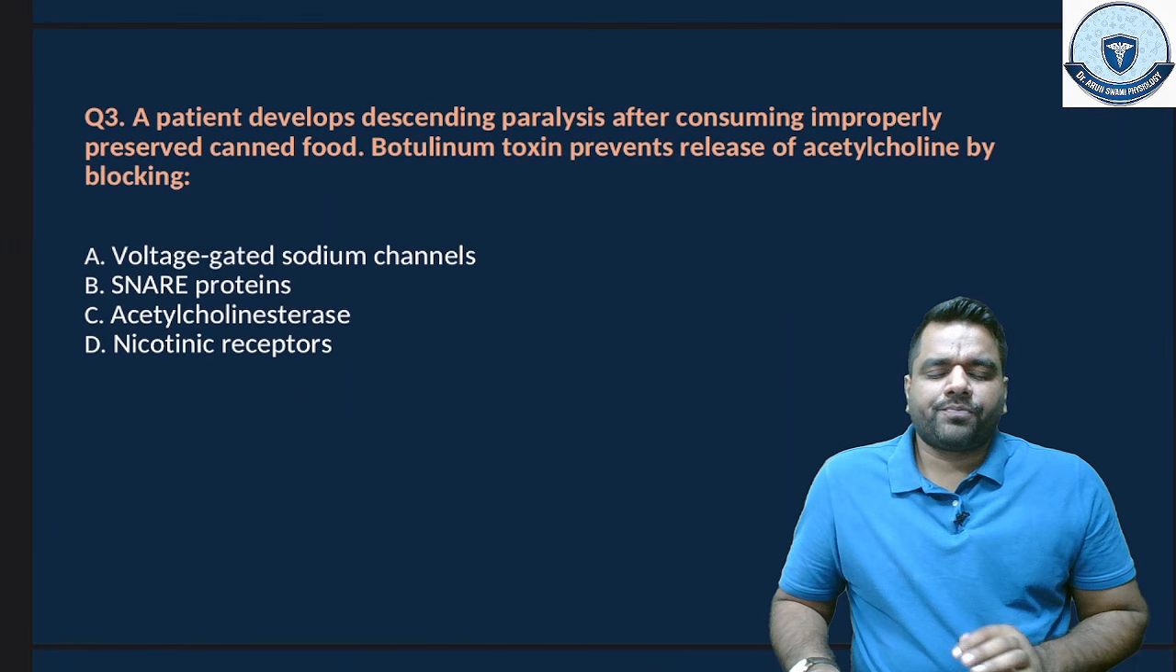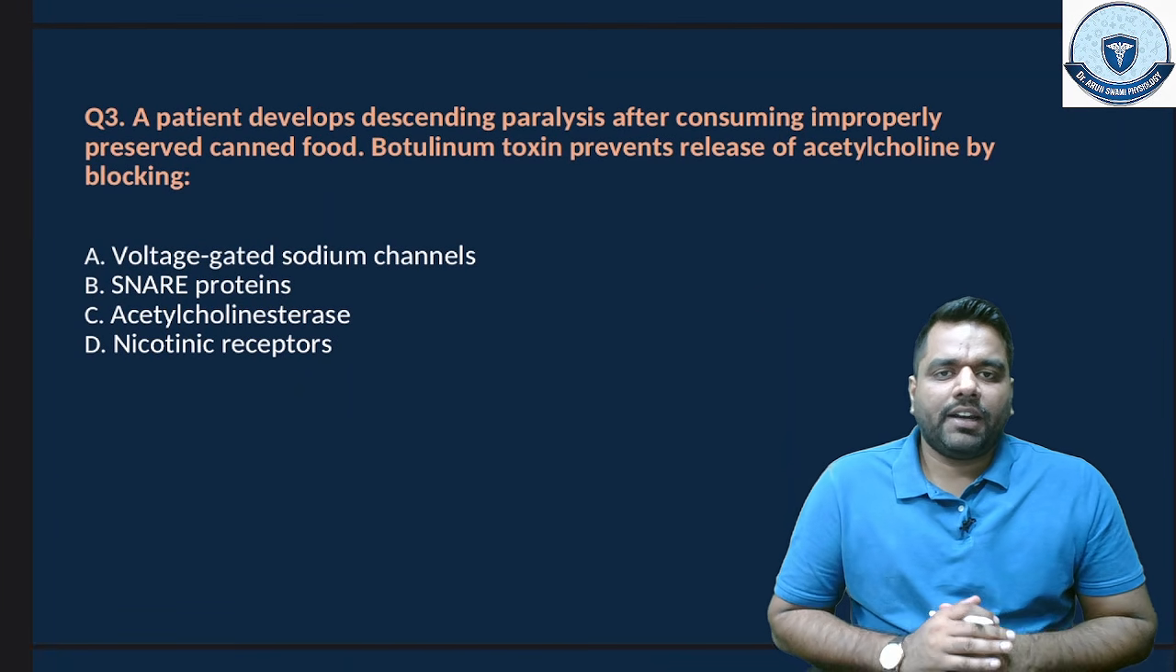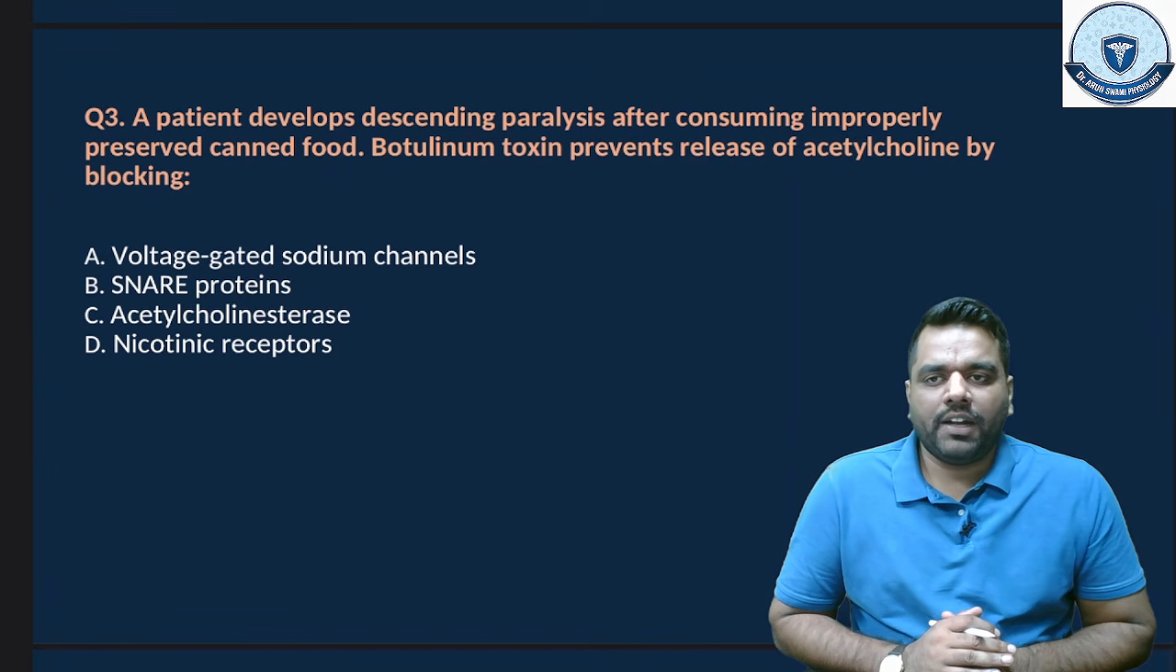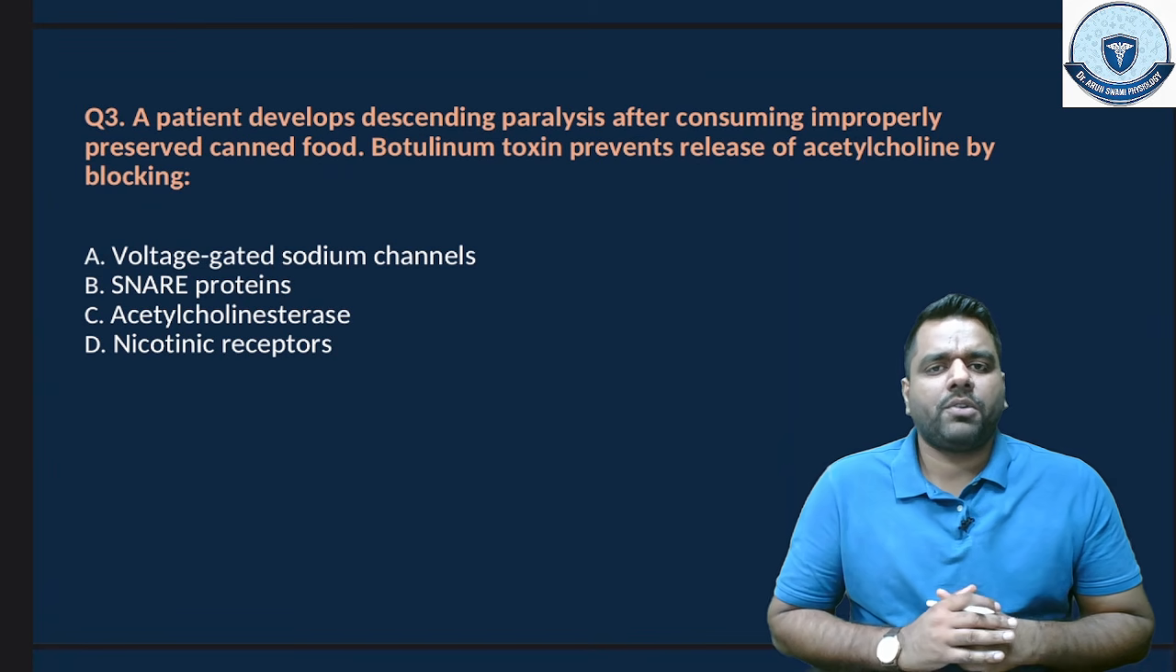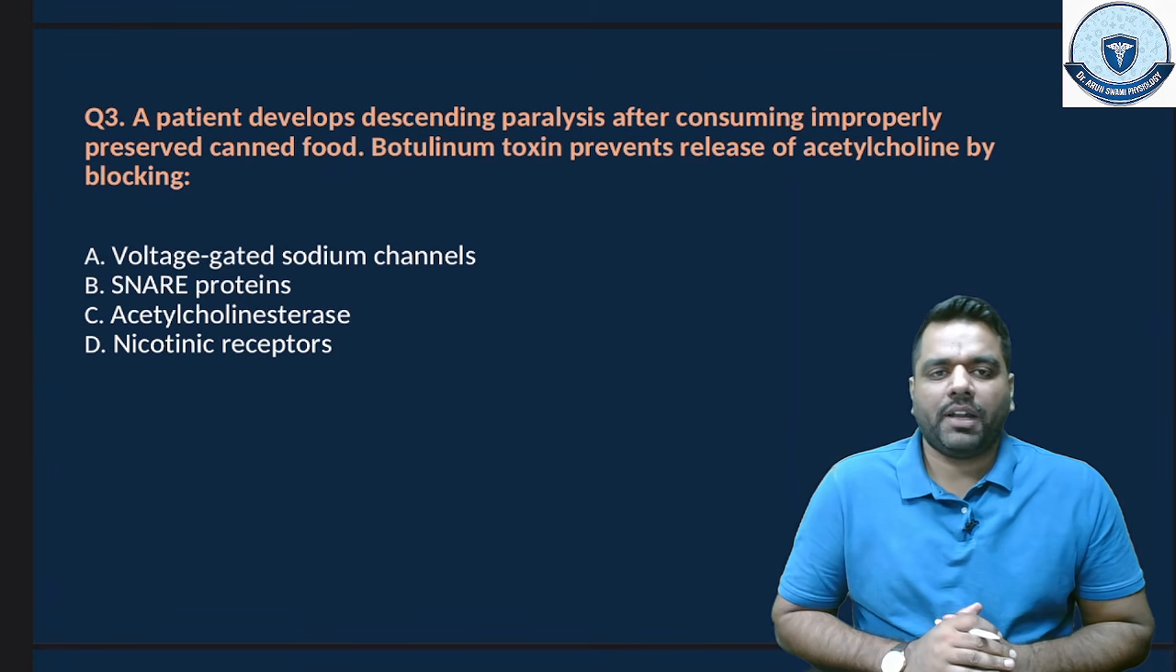Coming to the next question, a patient developed descending paralysis after consuming improperly preserved canned food. Botulism toxin prevents release of the acetylcholine by blocking.